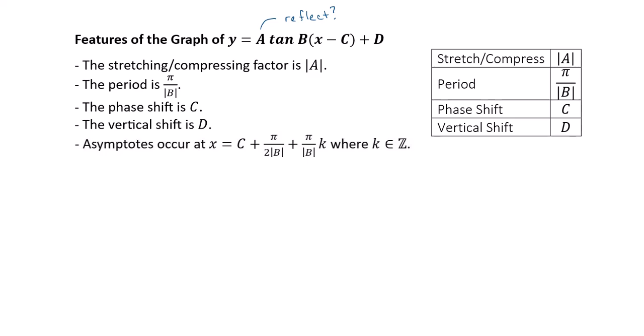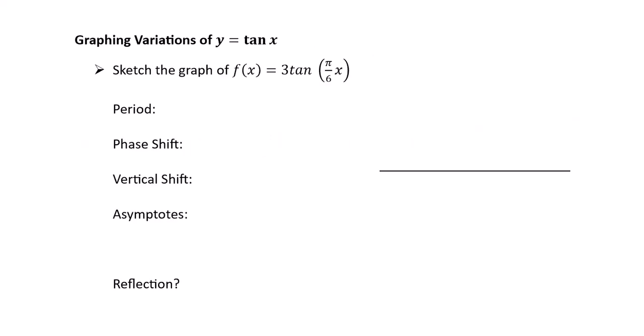The period in general is going to be pi divided by the absolute value of b. So when you're doing this, make sure you have b factored out of all of that. The phase shift is c, the vertical shift is d. So this means our asymptotes will occur at x equals c plus pi over 2 absolute value of b plus pi over absolute value of b, k, where k is an element of the integers. And here is a nice table summarizing those transformations.